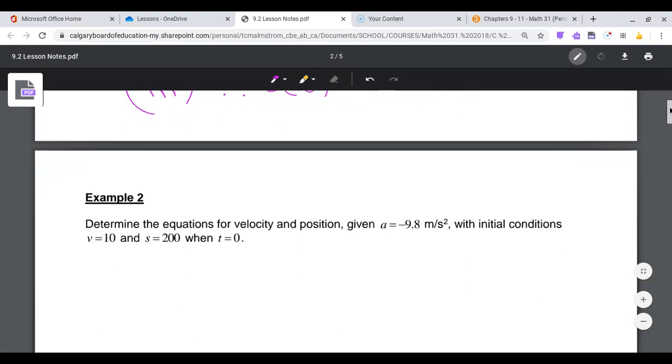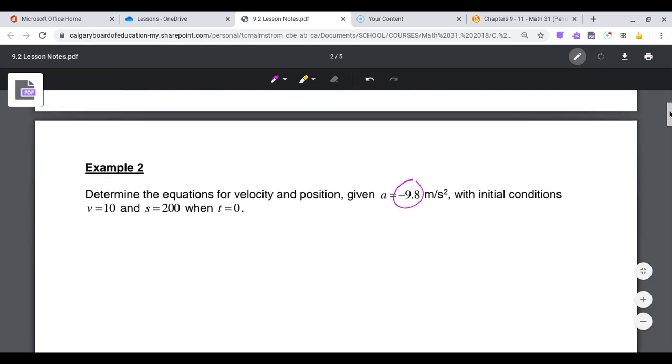Now, I know you physics peeps are annoyed by this because you're used to negative 9.81. So I apologize, but we have negative 9.8 for most of our calc questions. Just deal with it. It's all good.